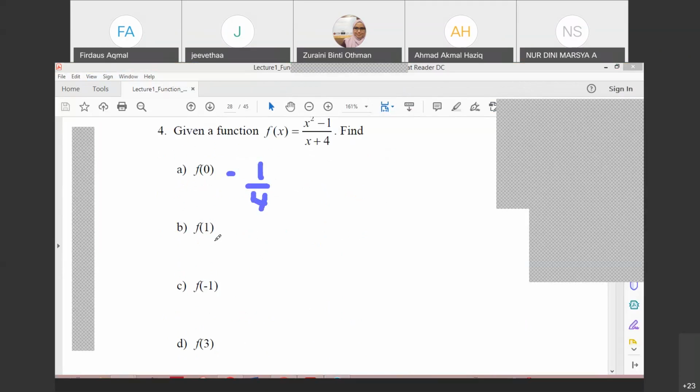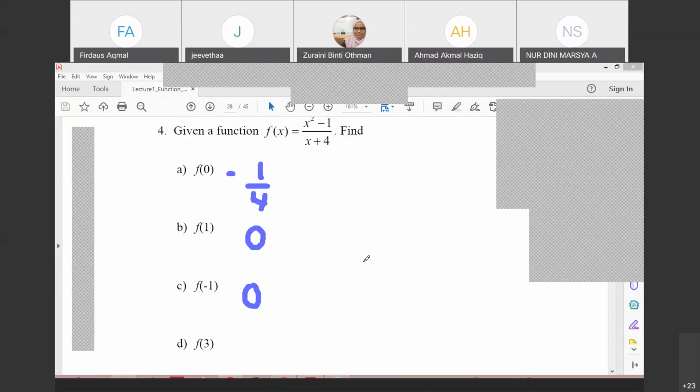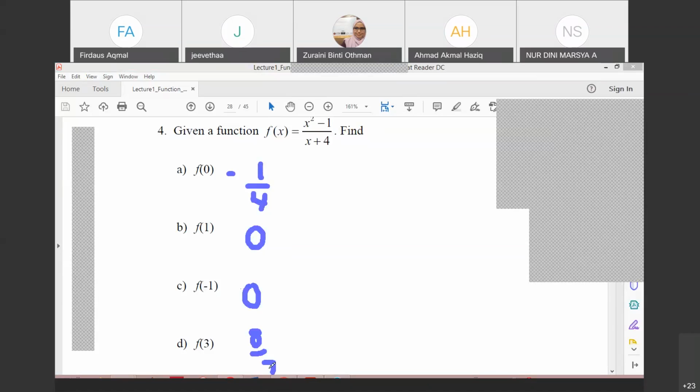F1 is 0. Then C. C is 0. 0 ke? C, C 0 juga. D. Nah, sebab atas tu negatif 1 ke sana. X over 7. Okay.